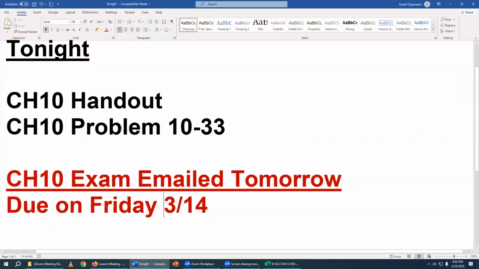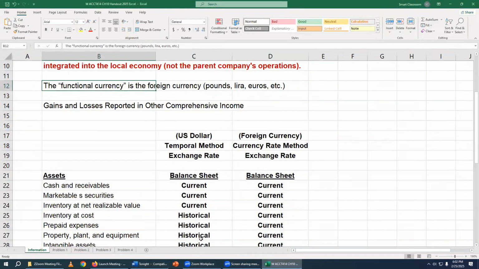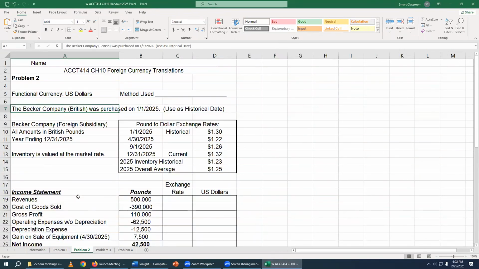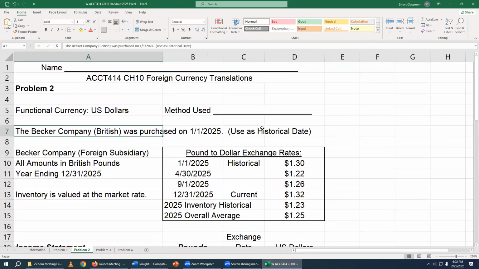Any questions? All right, let's go through. Okay, so we're going to finish up the chapter 10 handout. We're going to do the temporal method, and then we're going to do a problem, and that'll be it. Okay, let's see. Problem 2. Functional currency. Okay, so functional currency is US dollars. So this will be the temporal method.